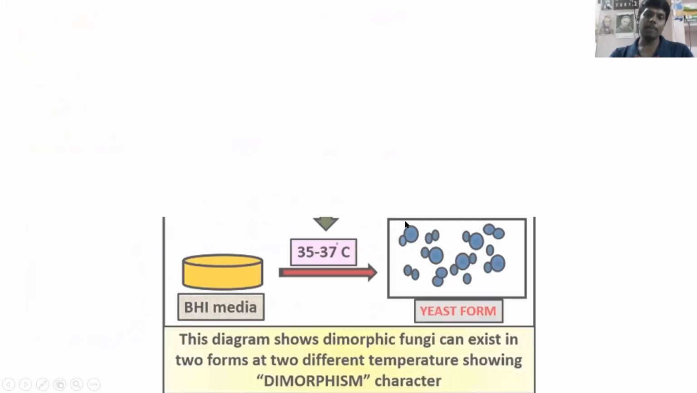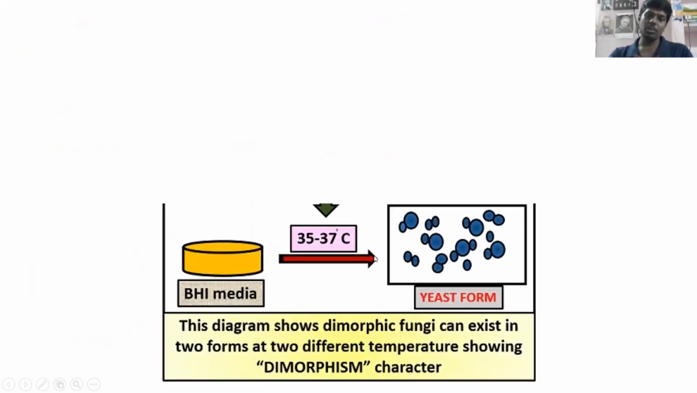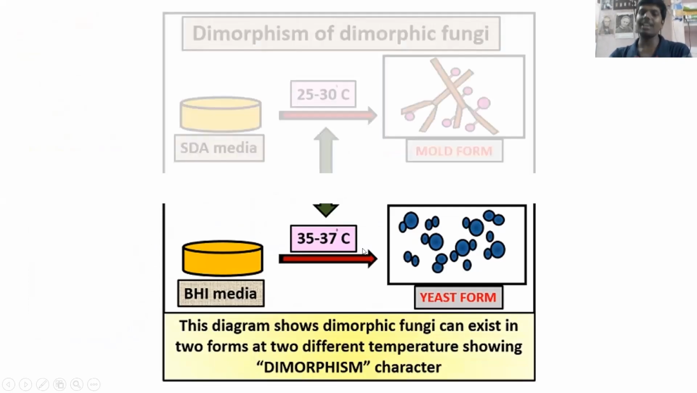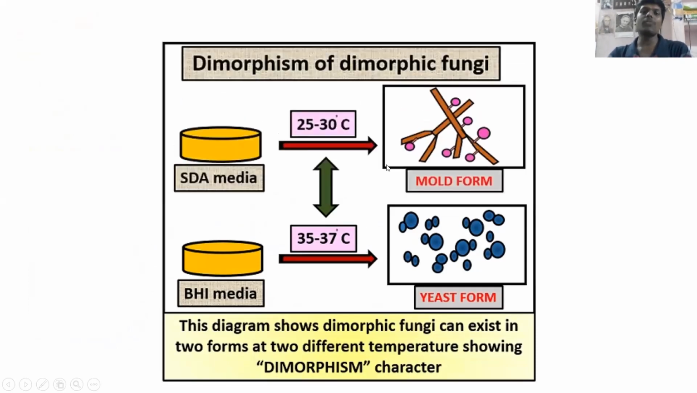So this is how dimorphic fungi look. At body temperature, 37 degrees centigrade, they look like yeast, and at room temperature, that means around 20 to 25 degrees centigrade, they look like mold form. So this is all about the classification of fungi.